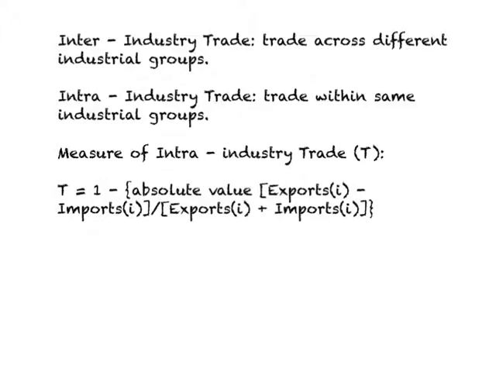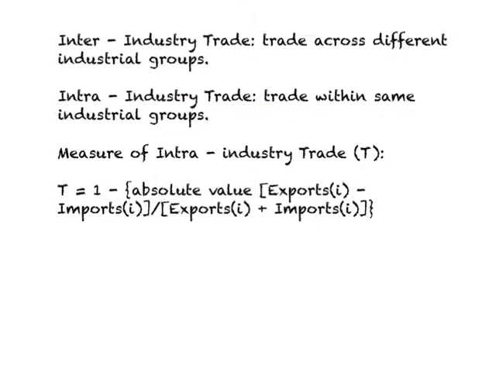Now, just as an example, suppose we are looking at perfect intra-industry trade. That means exports of the ith industrial group must equal the imports of the ith industrial group. Or in other words, this difference will collapse to 0. And if you have 0 in the numerator and divide this by some number, what you will be left with is 0. So the value of T will equal 1 when we have an example of perfect intra-industry trade.